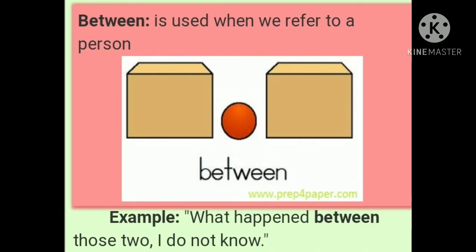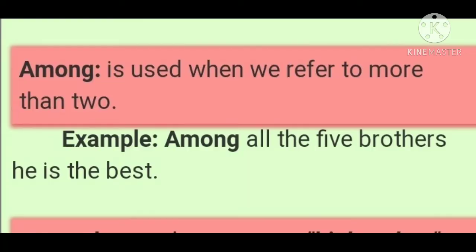The next is between. Between is used when we refer to a person or a thing. What happened between those two, I do not know. And among is used when we refer to more than two. Example, among all the 5 brothers, he is the best.